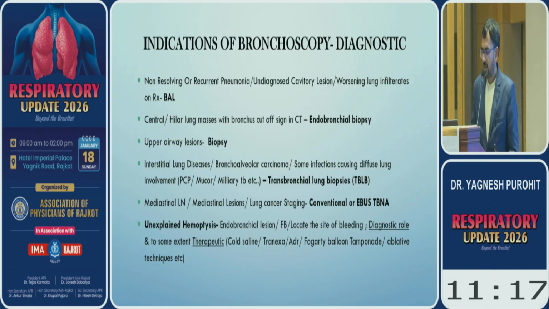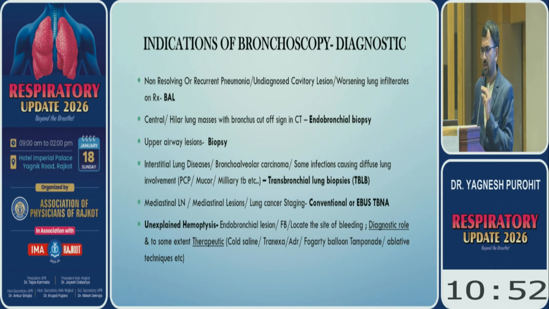Diagnostic indications are for taking BAL, biopsies, transbronchial biopsies, TBNA, as I have told. Another indication is in cases of unexplained hemoptysis. If CT is not showing any lesion, or there is unexplained hemoptysis, we can diagnostically do the bronchoscopy. There we can identify some foreign bodies or any endobronchial lesion, and we can locate the site.